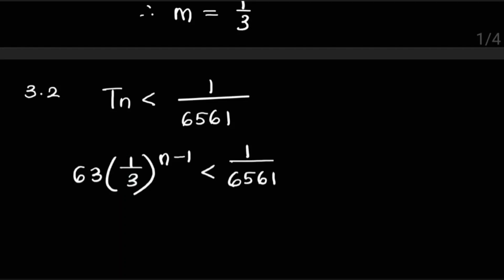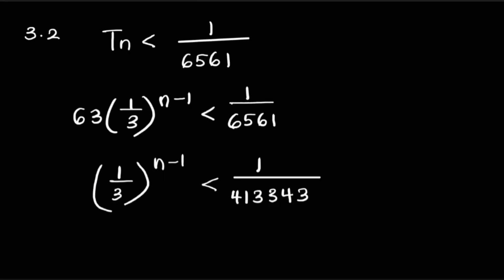Now your aim here is simply to solve for n. So we want to get rid of the 63. We're going to divide both sides by 63. So here's what we get. When we divide both sides by 63, on the left it cancels out. On the right hand side, 1 over 6561 divided by 63, and this is what you get.